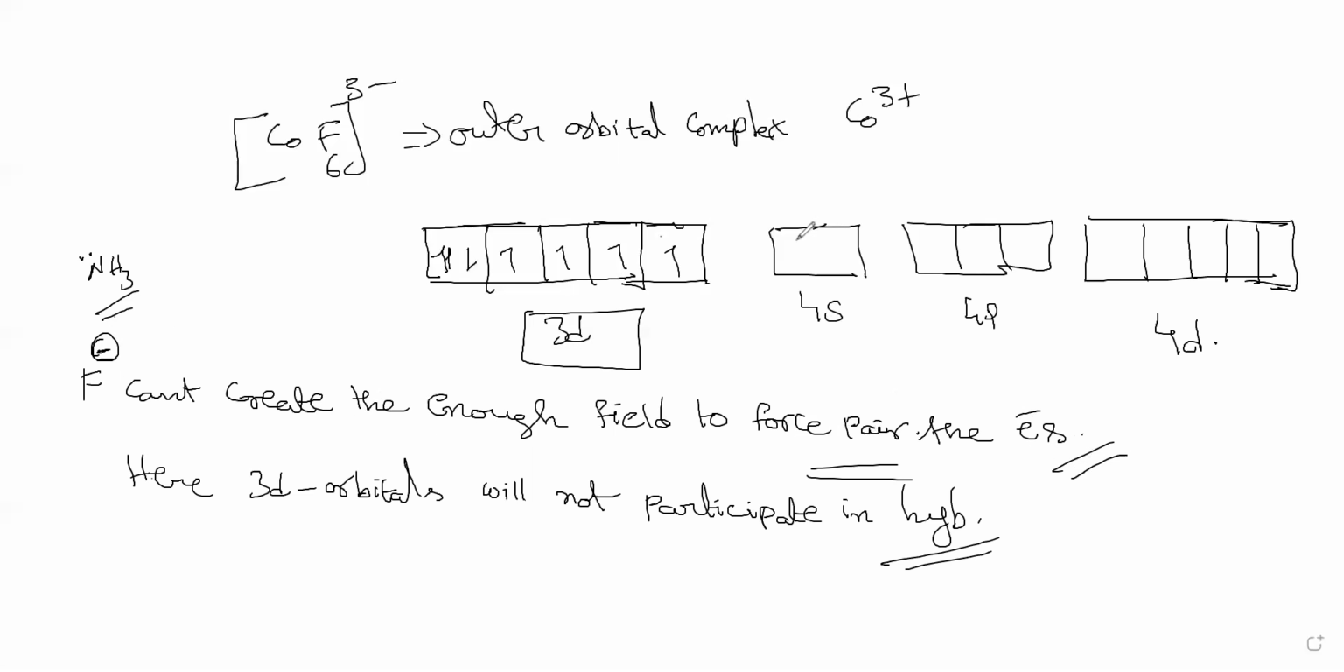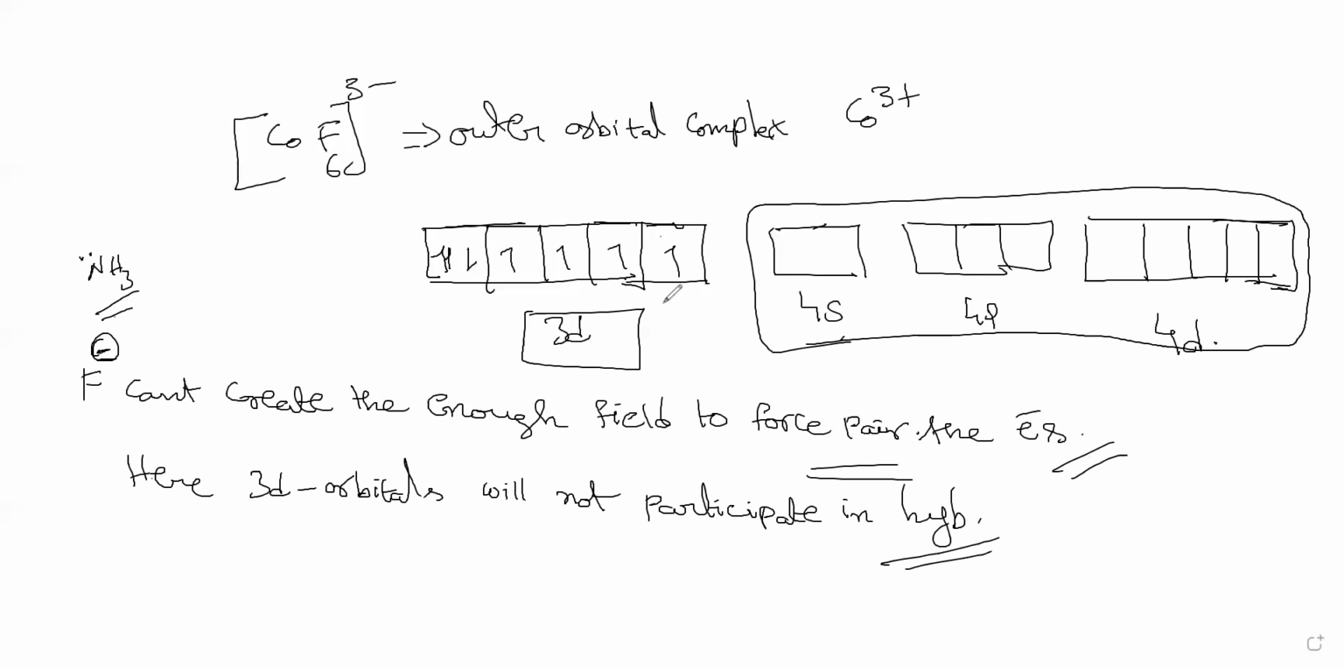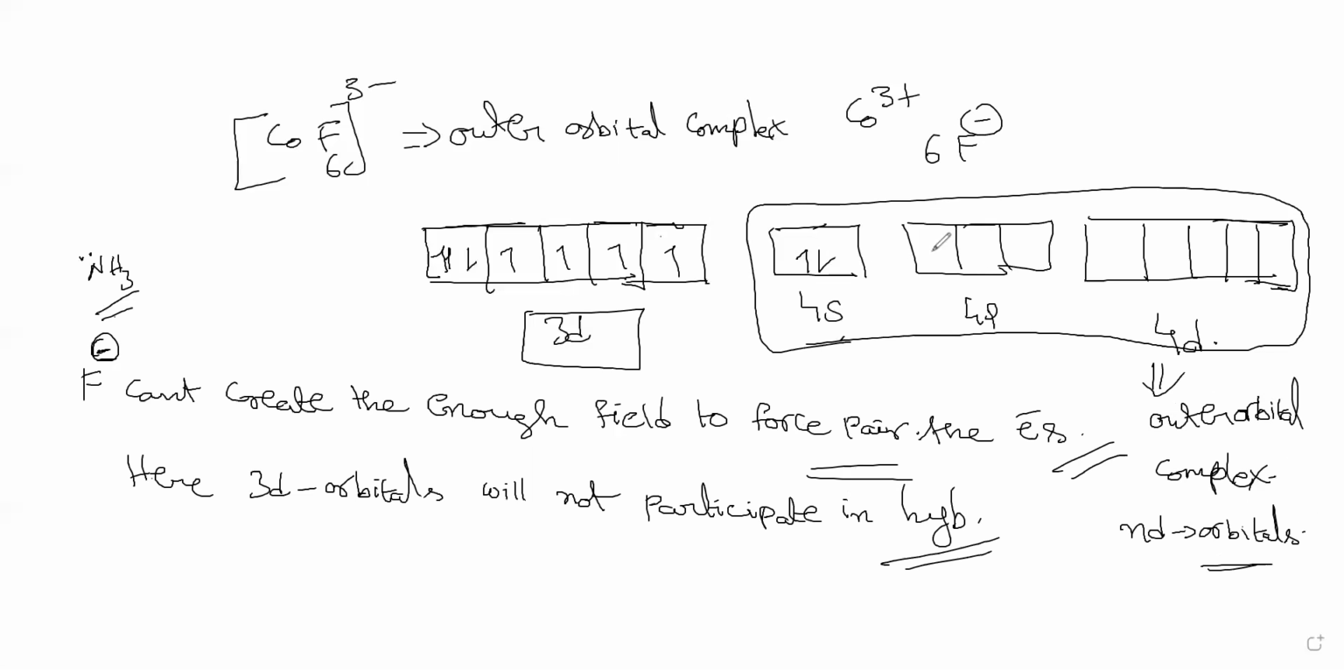So the F minus will utilize these orbitals. You see, the 3d orbitals are not utilized. These are called outer orbitals, so it's an outer orbital complex. An outer orbital complex is the case where even the nd orbitals are used. When nd orbitals are used, that's an outer orbital complex. When (n-1)d is used, that is an inner orbital complex. As simple as that. Now the 6 F minus ions transport the electrons to this: 1, 2, 3, 4, 5, 6.